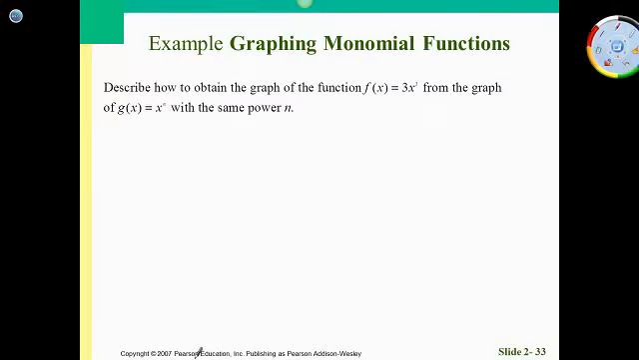So, take a look at the next example. It says, describe how to obtain the graph of the function f of x equals 3x cubed from the graph of g of x equals x to the nth with the same power n. So let's sort through what that means. All I'm saying is, this is related to just the regular x to the nth same power. What's the power on that? 3. This is related to x to the third.